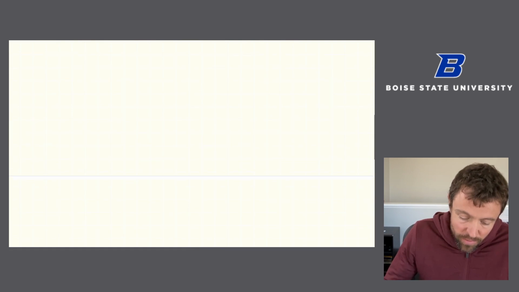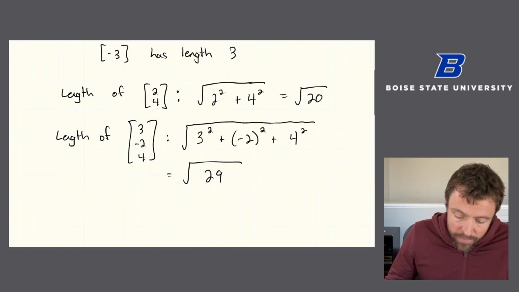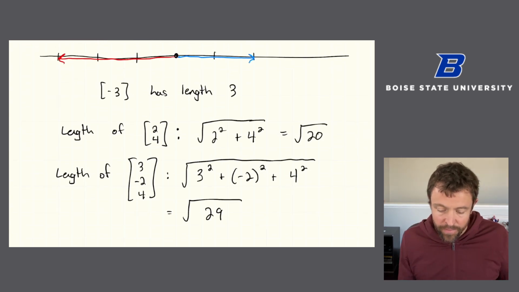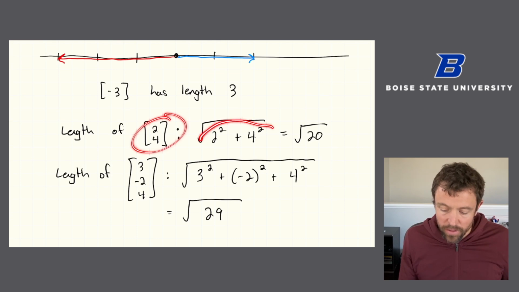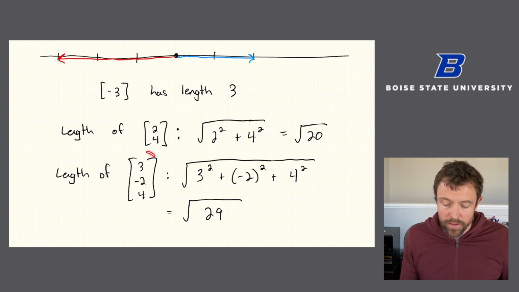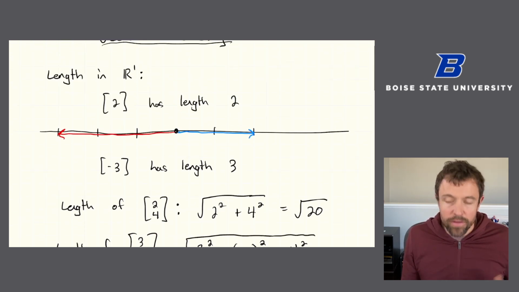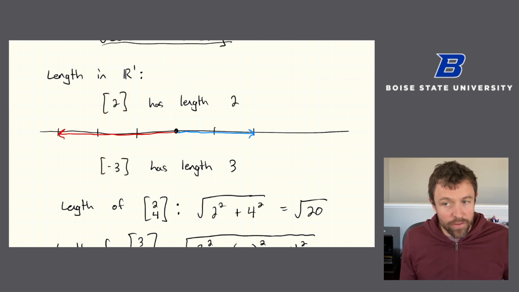So let's start with R4, right? And so here we have this pattern here, right? The length of this vector, we squared the coordinates, added them up, and took the square root. Same here, we squared, added up, and took the square root. And one of the reasons I did R1 length is we can get the same thing, right? If we square 2 and then take the square root, we get 2. If we square -3, we get 9. We take the square root, we get 3 back.